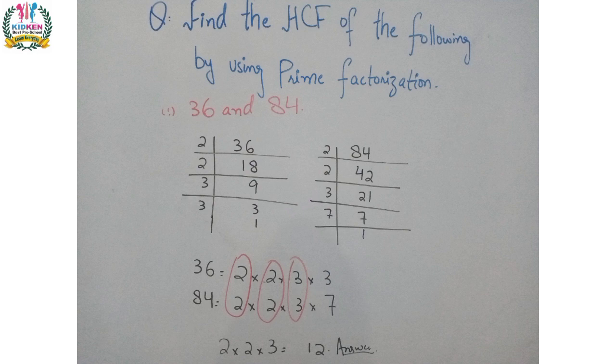So simply we can take the common values of both factors. We have 2 as a common value because 2 comes in both 36 and 84. So we can write 2. Then again 2 comes in both, so again we can write 2. And the next and last common digit of both factors is 3. So we can write 3 and multiply them together. So 2 multiplied by 2 is 4, and 4 multiplied by 3 is 12. And this is the HCF of 36 and 84.